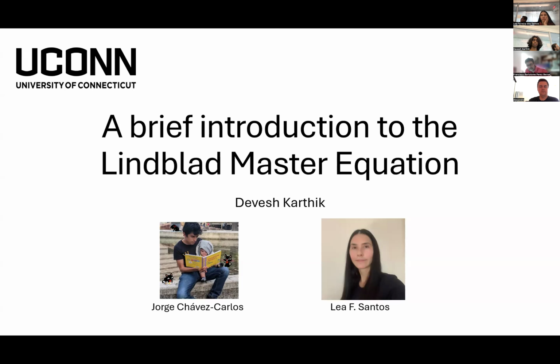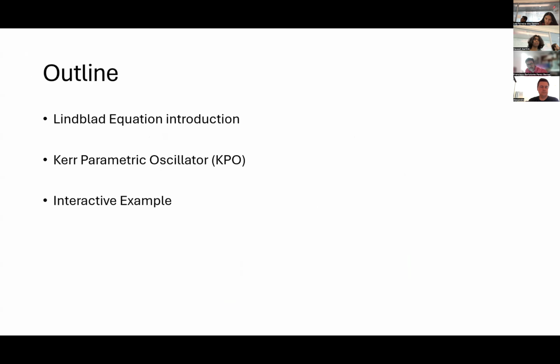So, well, yeah, let's get into the Lindblad Master Equation. There are three main parts to this presentation. First, we'll look at the equation with a brief introduction and understanding some of the background behind the equation. Then we'll look at the Kerr Parametric Oscillator, KPO, in the context of the Lindblad equation and open quantum systems. And then at the end, there'll be an interactive example where we can look at the methodology that we've used, and we'll end with a little problem for everyone to solve.